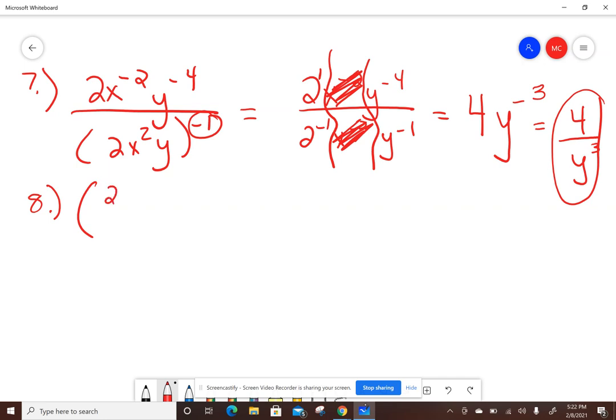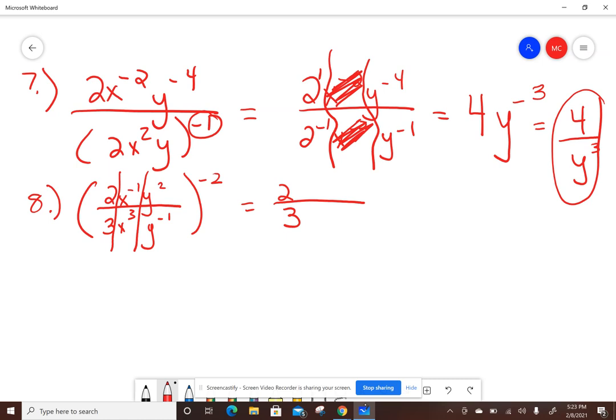we have 2x to the negative 1 y squared all over 3x cubed y to the negative 1. And everything's raised to the negative 2. Before I raise it all to the negative 2, I'm going to simplify what's inside the parentheses. Cannot simplify 2/3 at all. But x to the negative 1 minus negative 3 is x to the negative 4. Y to the 2 minus negative 1 becomes y cubed. Now I raise that to the negative 2.